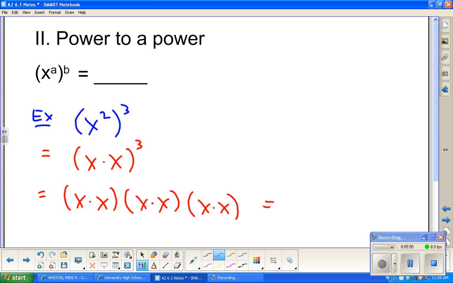Okay, so I can just kind of expand it out. And then how many do we have? X to the sixth. So what do we do with those exponents? That's the 2 times 3. That's when you multiply exponents. So the rule is x to the a times b power. That's the only time you'll multiply exponents, if it's a power to another power.